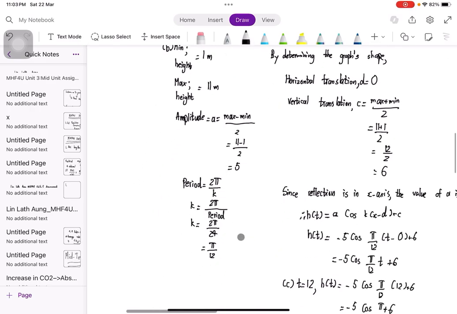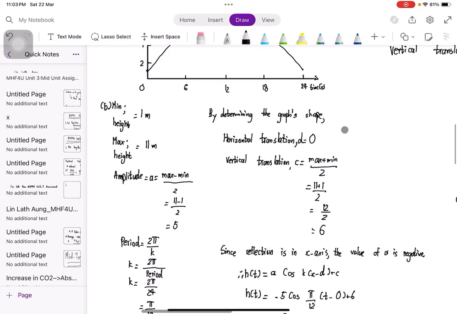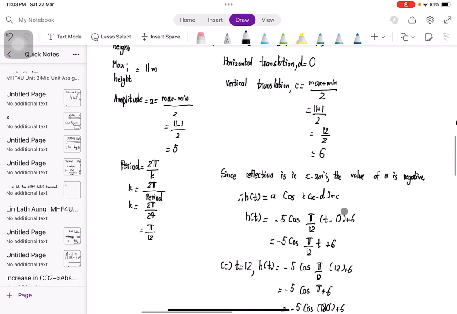At this 24, this would be pi by 12. So by determining the graph's shape, there's no shift to the right or shift to the left. So it would be 0, and the vertical translation would be to add this and this, and divide it by 2. So we get 6. And then we have this kind of little tricky one.